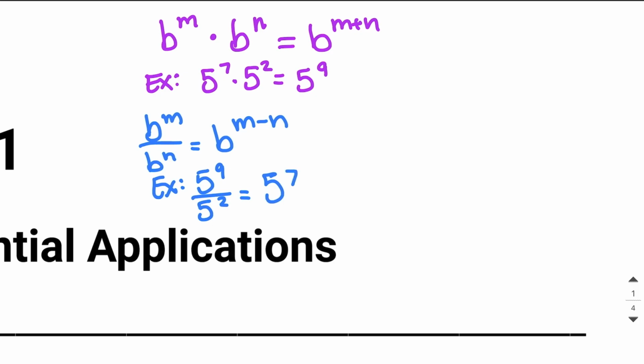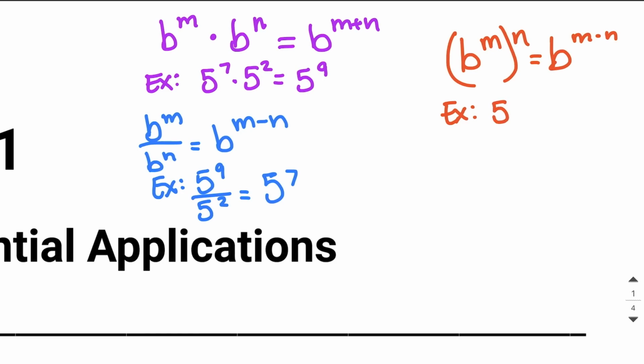And then lastly, if I have b to the power of m, all raised to the power of n, this is a power to a power rule, this becomes b to the power of m times n. So for example, if you have 5 to the power of 7, all raised to the power of 2, that means 5 to the power of 7 multiplied by 5 to the power of 7, which means that we've got 14 5s being multiplied together.